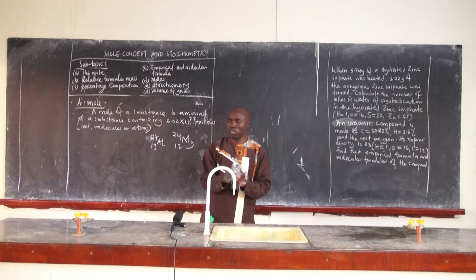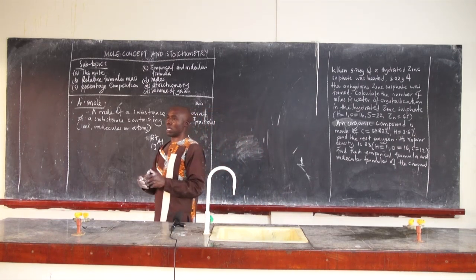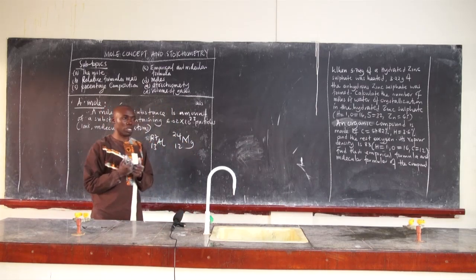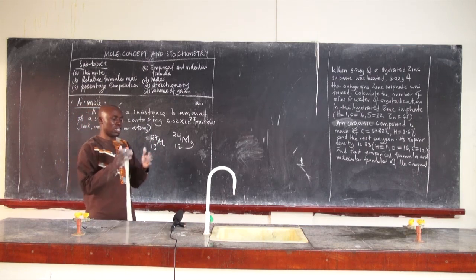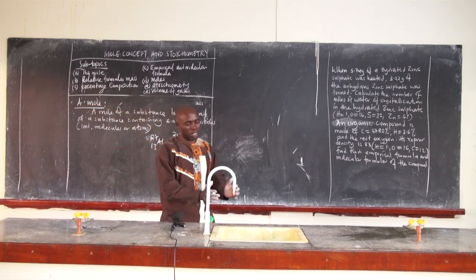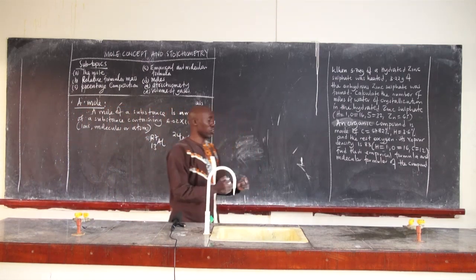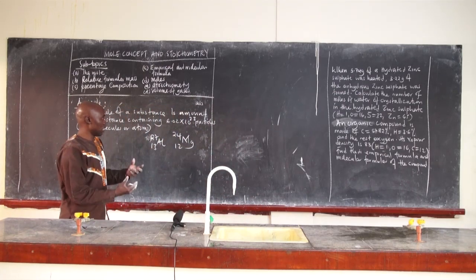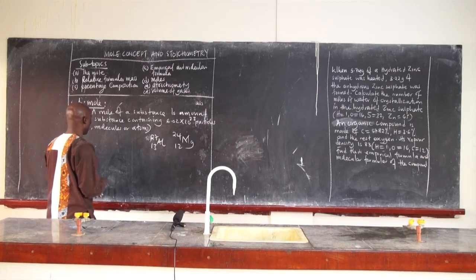So a mole is what you understand in terms of the weight of a substance as its relative atomic weight, or in terms of the particles of aluminium in exactly 27 grams, which are always equal to this number, 6.02 times 10 power 23. So that's a small introduction about a mole.